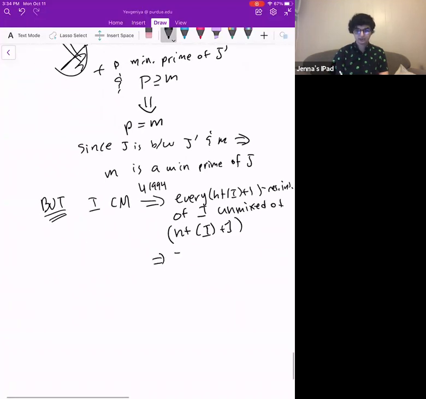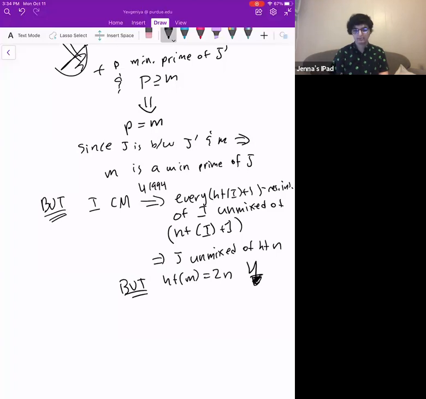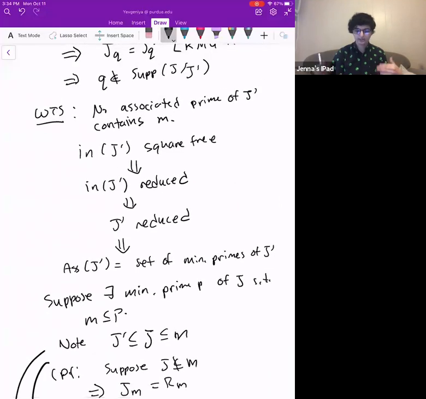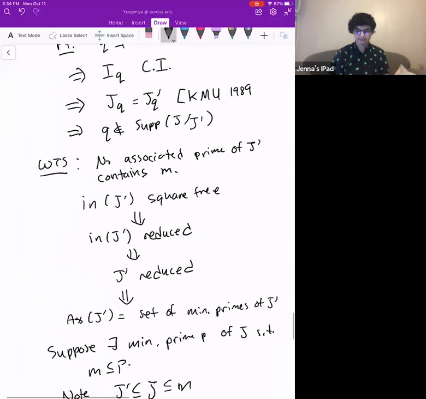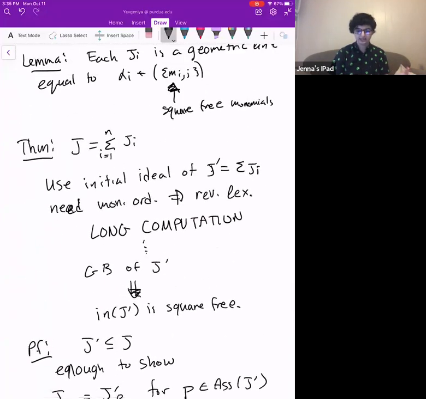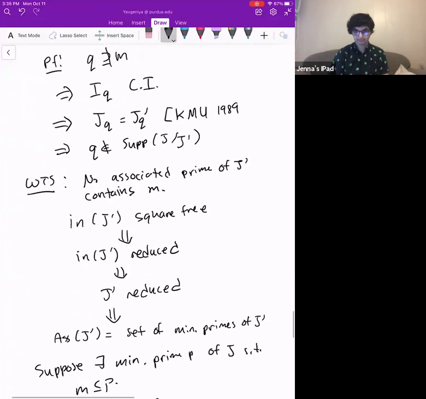Which then tells us that J must be unmixed of height n, because the height of I is n minus 1, but the height of M is 2n. So this is a contradiction. So M can't be a minimal prime of J. So in fact, no associated primes of J prime can contain M, and therefore we have our proof that J is equal to the sum of links.